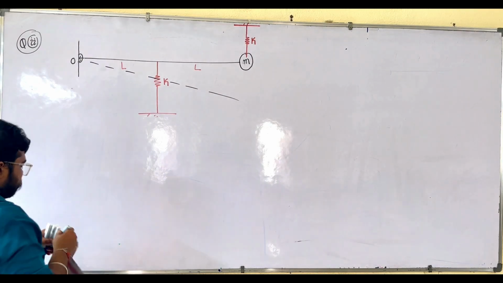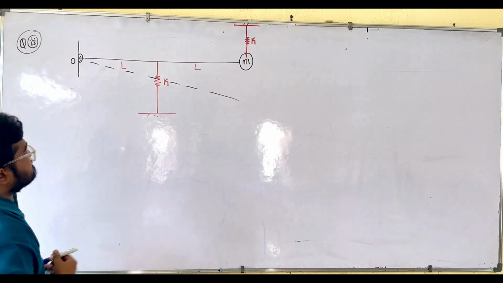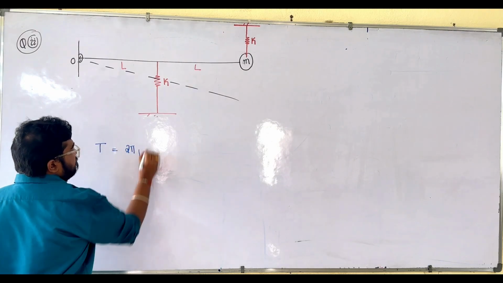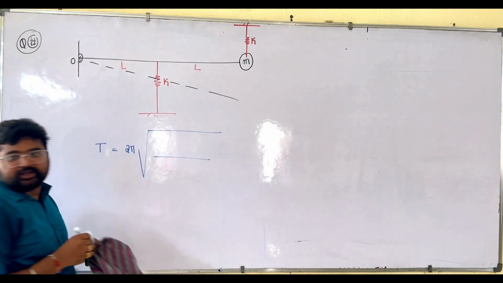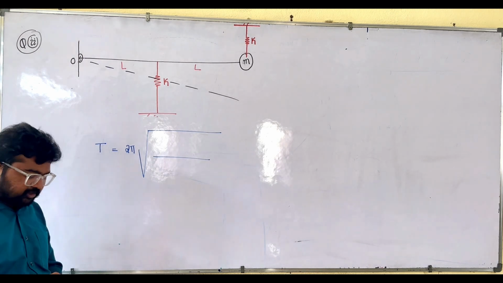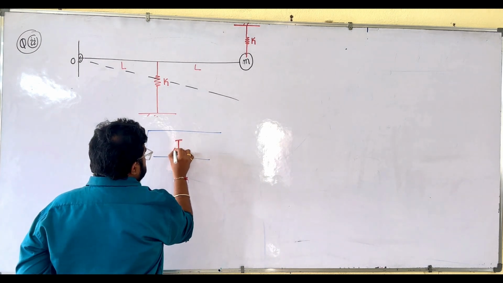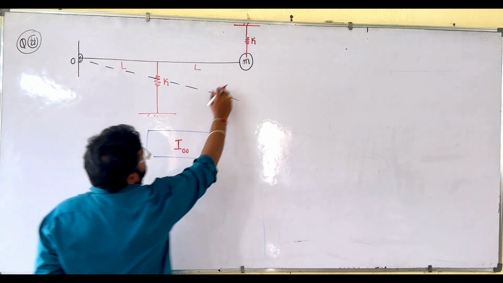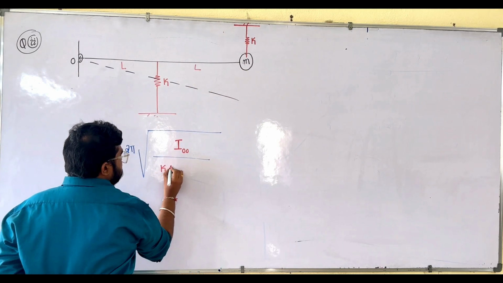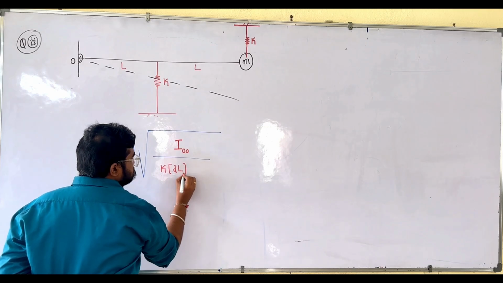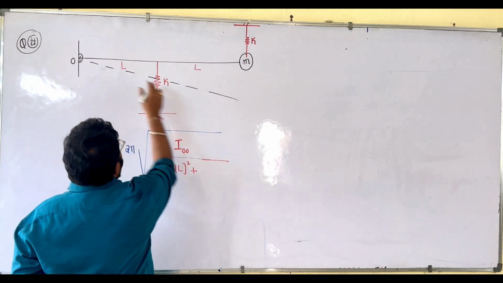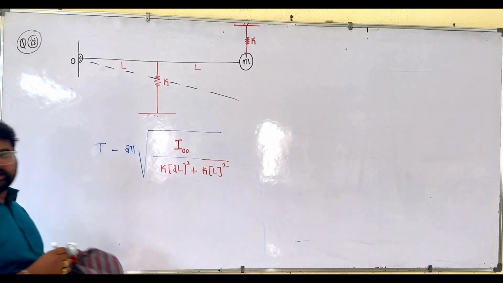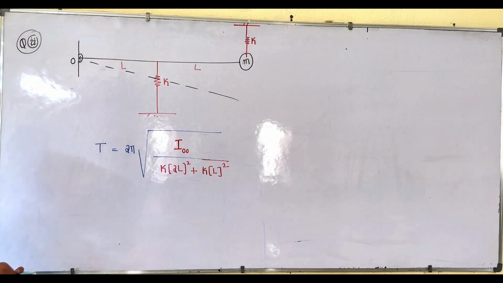What is the time period of oscillation here? Straight away, what is the answer? T equals 2 pi square root of. Numerator is the element mass. Denominator is the spring. Disturbance about which point? About point O. The denominator is K into 2L square plus K into L square. Are you following? Straight away you will get the answer.